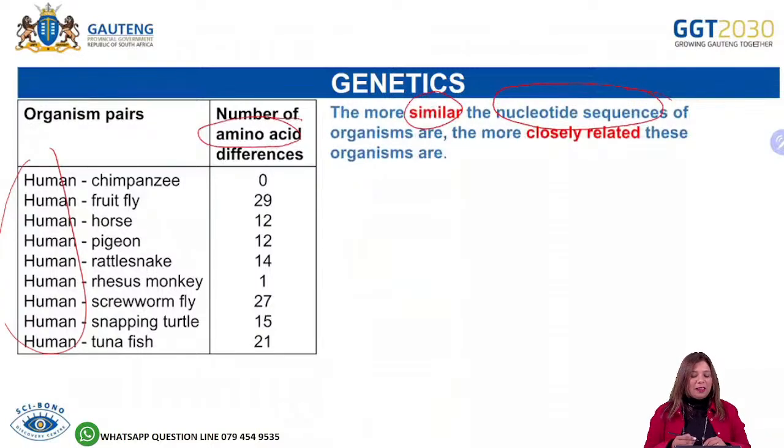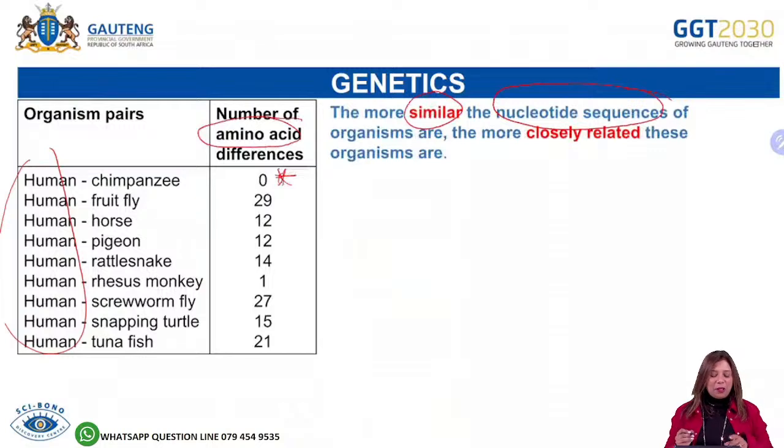Okay? Let's talk about what is going on here. Let's look at the human and the chimpanzee. The number of amino acid differences here is 0. That means they are very, very similar to the chimpanzee, grade 12s. I know we don't like it, but we can't fight science, okay? Then we look at the human and the fruit fly. 29 differences. I mean, look at the size of the fruit fly and look at us, okay? The human and the horse, 12 differences. I would have expected it to be a little more.